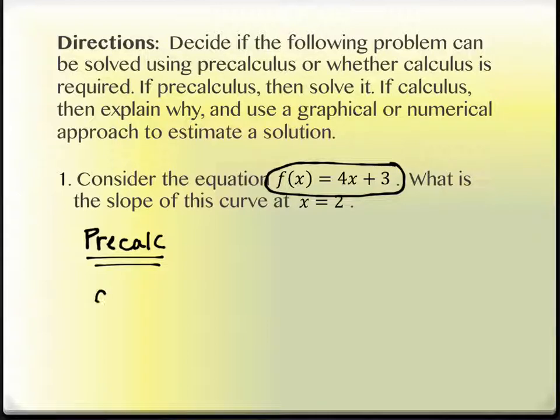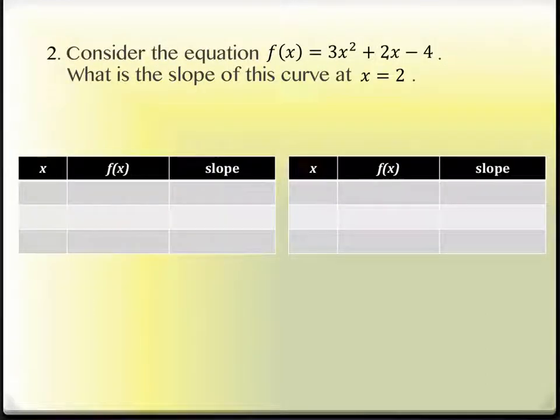So this one has a slope of 4. And you don't have to calculate anything. You simply know that because you know that this is an equation of a line. So let me show you a comparison for what happens when you don't have a line. Same question, decide if it's pre-calc or calc. And why is it that this one's going to be calculus?